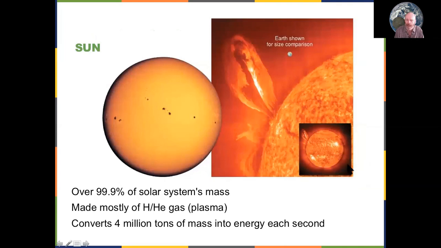The rest of this PowerPoint will go through each of the elements of our solar system, the sun in particular. Notice hydrogen and helium gas. That's what it's mostly, and most of our solar system is the sun. And it converts 4 million tons of mass into energy each second. Now that's E equals mc squared.